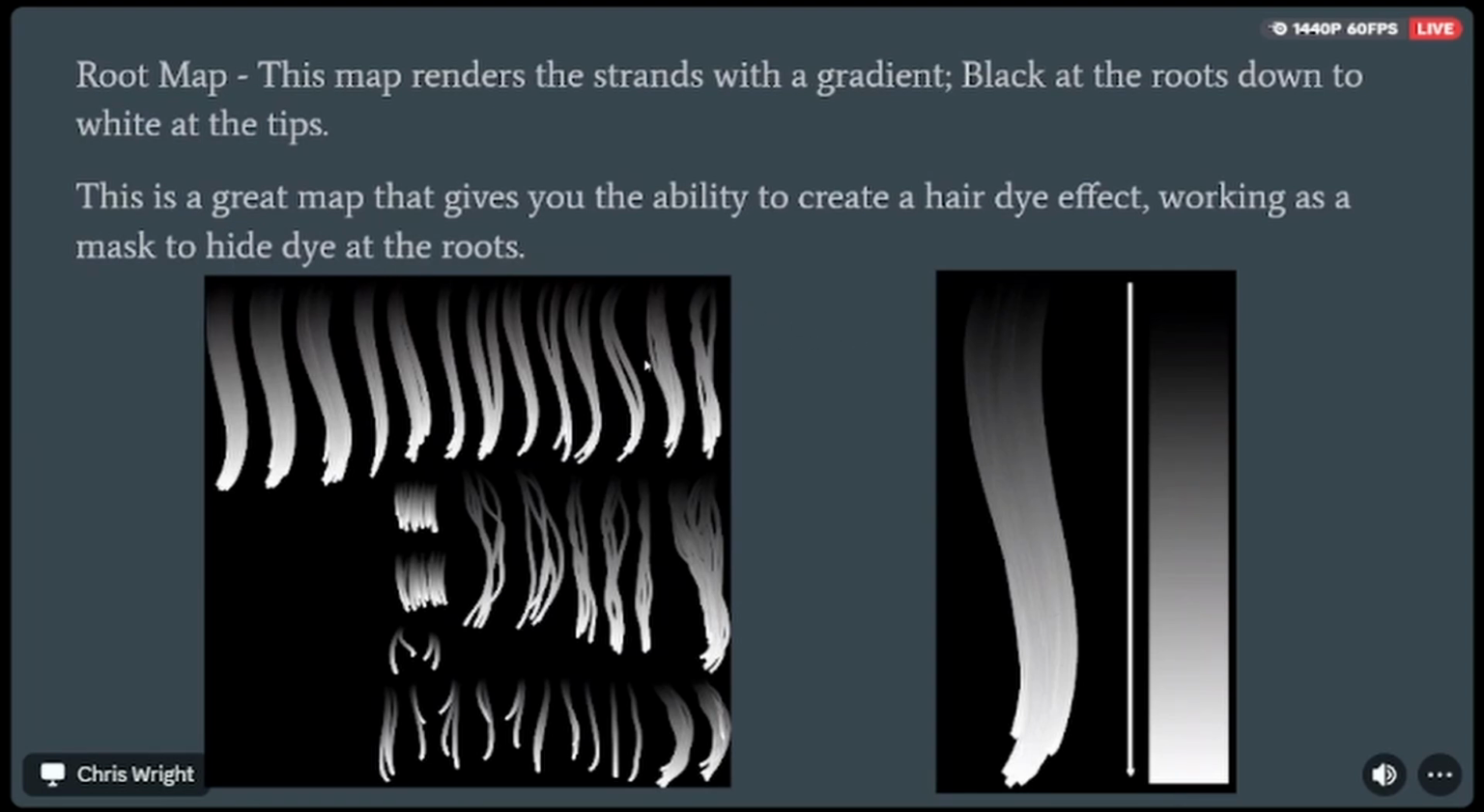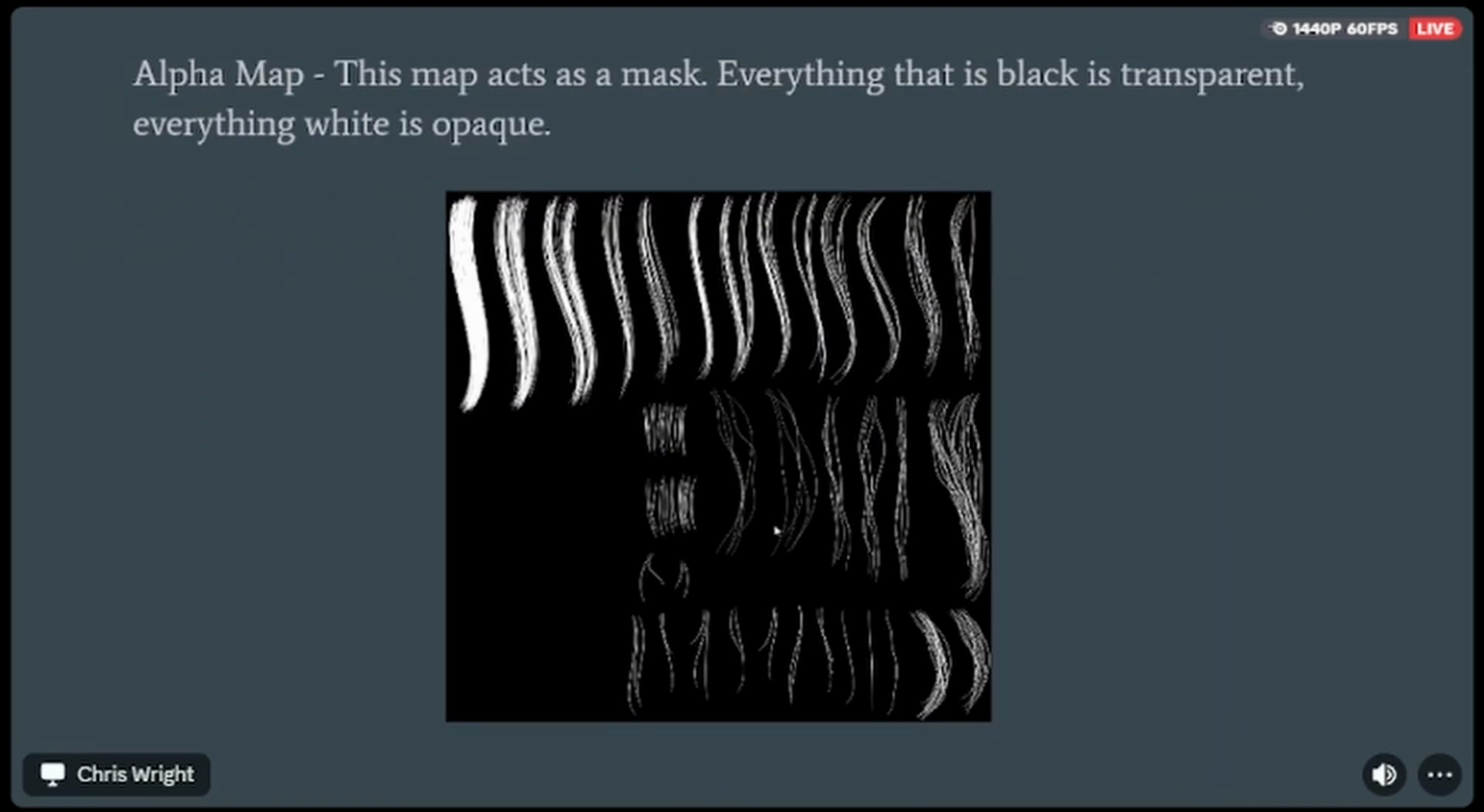This map is probably best used with the hair dye kind of effect, because the roots of the hair will obviously not have complete hair dye unless it's just been recently dyed. So it acts as a mask. And the alpha map is probably the most important mask or map. It is a mask, so anything that's black is transparent, anything that's white is opaque.